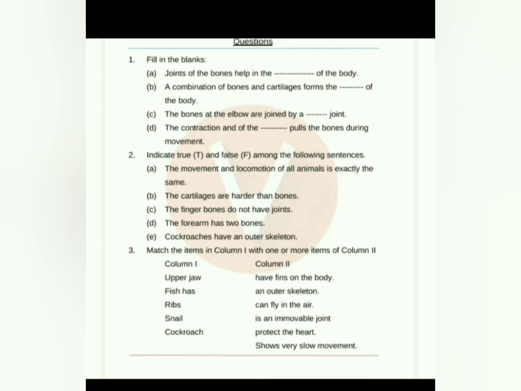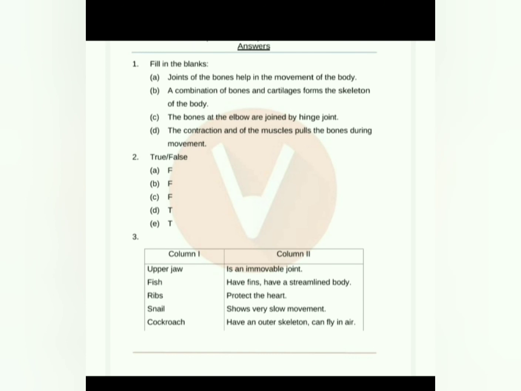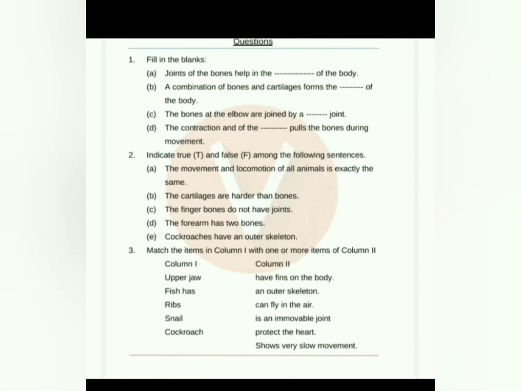Can you get the answer? See, the answer is an immovable joint. The upper jaw cannot be moved. So we say that the upper jaw is an immovable joint. Observe the next question. Next, fish has.